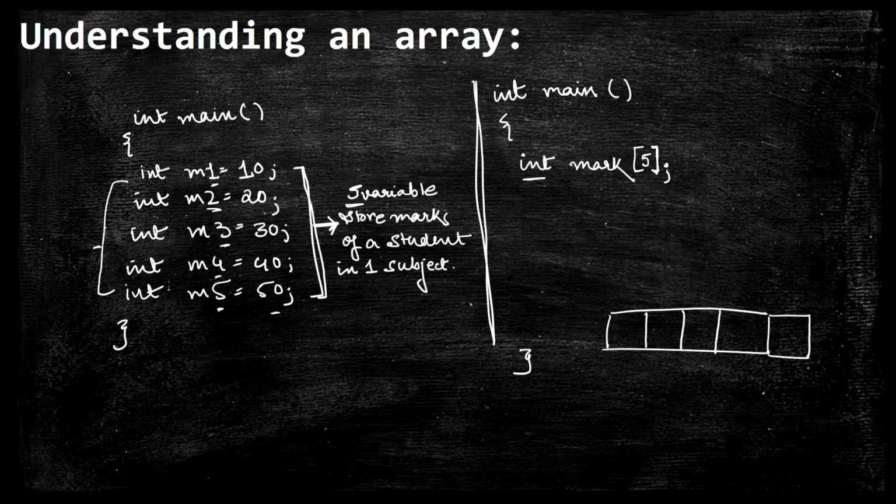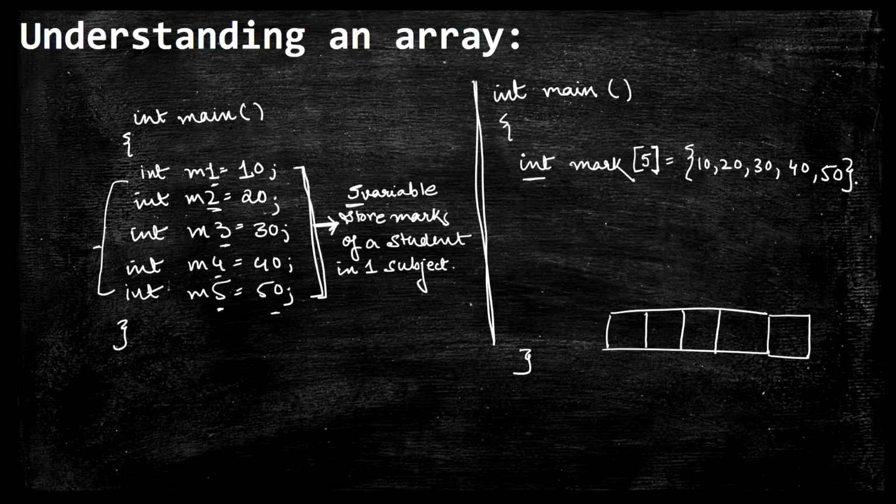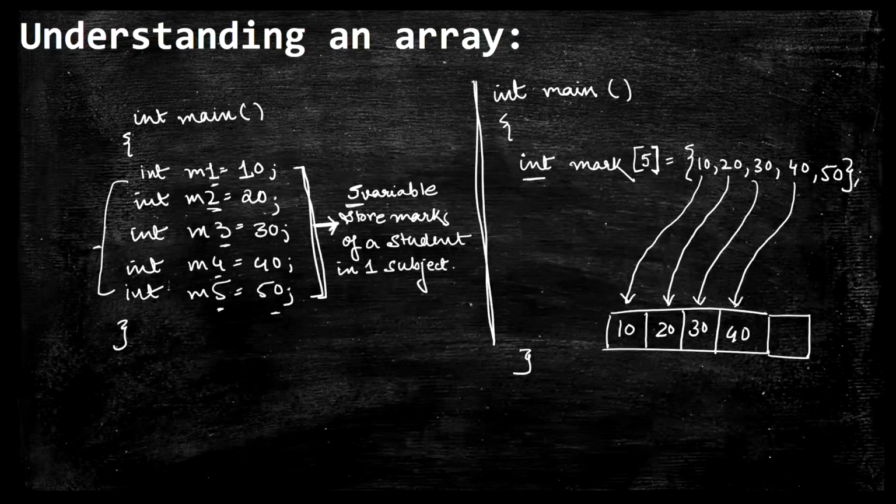Okay, now instead of putting this semicolon over here, if I give equal to and then write over here 10, 20, 30, 40, 50. So what happens here is all this 10 is stored over here, this 20 is stored over here, this 30 is stored over here, this 40 is stored over here, and at last this 50 is stored over here.